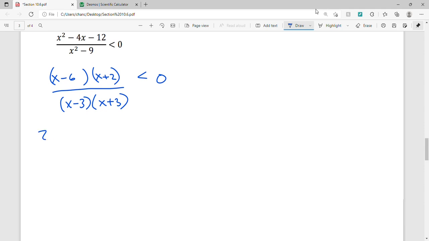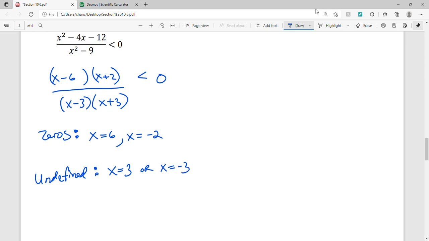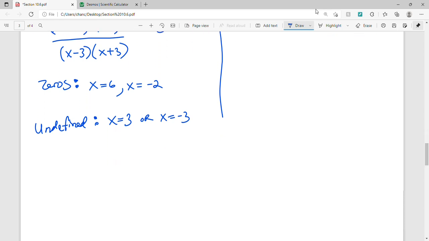We'll find the zeros, and the zeros are only for the numbers on the top, the numerator. That's when x equals 6 and x equals negative 2, we have zeros for the top. On the bottom, it's where the graph is undefined, and that's when x equals a positive 3 or when x equals a negative 3. Let's make a sign chart, and we'll also make a number line. We'll start with the number line first.